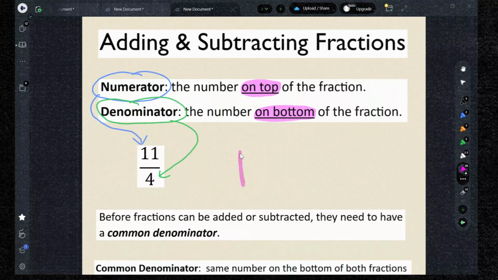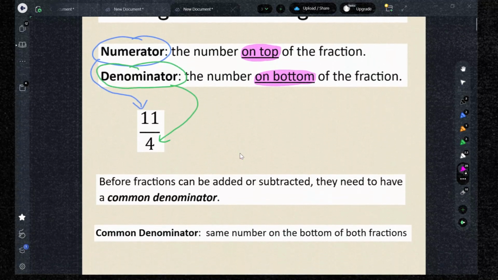Before fractions can be added or subtracted, they need to have a common denominator. So a common denominator is something that we have to have before we can do the addition or the subtraction. What is a common denominator? Well, we just saw denominator is the number on the bottom of the fraction. Now, if we're going to add fractions, that means we've got at least two of them. So common means it's the same denominator.